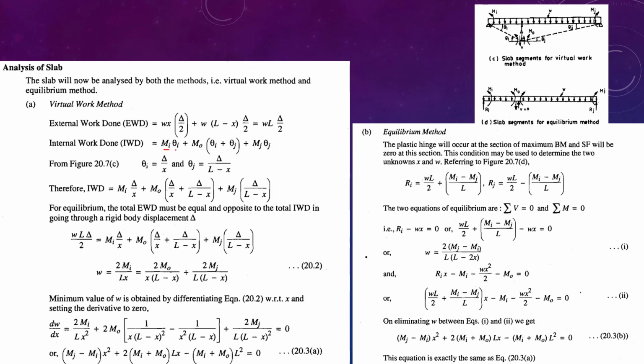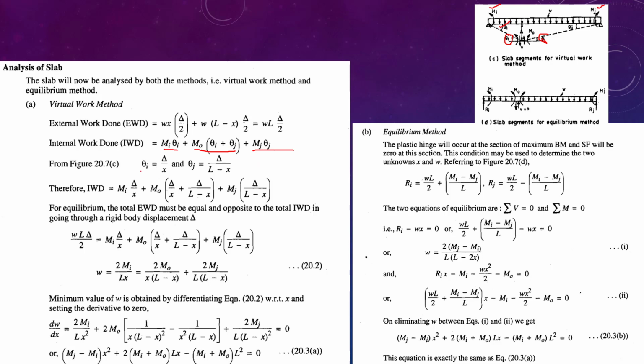So Mi into theta i: this moment into theta i will be the total work done at the left hogging portion, plus M0, which is a positive bending moment. So M0 into the total deformation, theta i plus theta j, plus Mj on the right side into theta j will be the total internal work done.